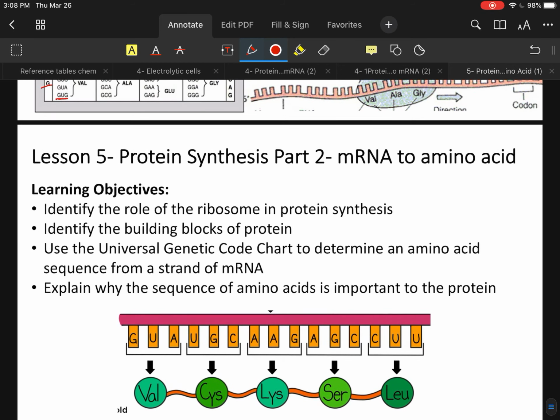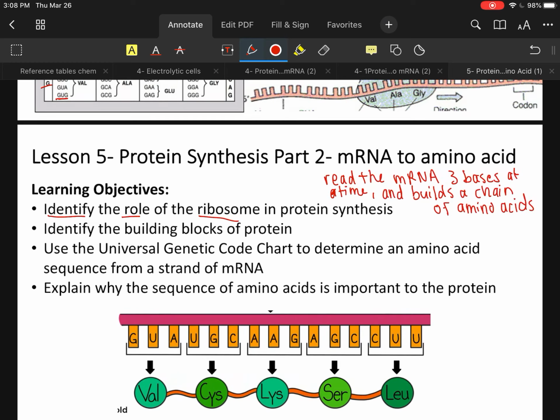So let's see if we understand all the learning objectives. I tried to do that pretty quick, so I don't bore you to death. Okay, identify the role of the ribosome in protein synthesis. Well, the ribosome will read the mRNA message 3 bases at a time. And when it does this, it will code for a specific sequence of amino acids. So it reads the mRNA 3 bases at a time and builds a chain of specific amino acids in whatever sequence the mRNA tells it to. Identify the building blocks of proteins. We just said it. Amino acids. And don't forget there are 20 different amino acids.